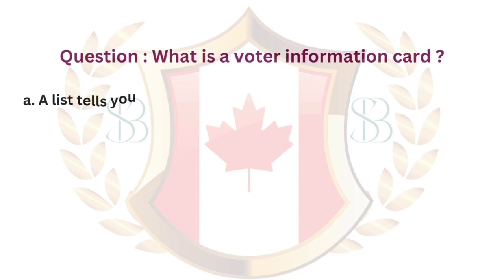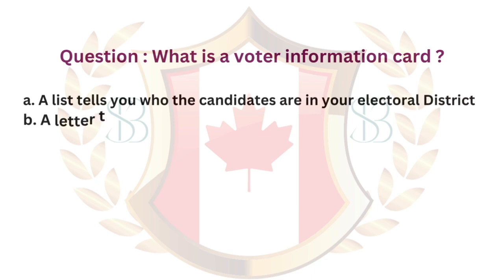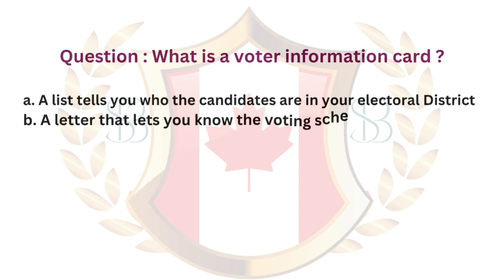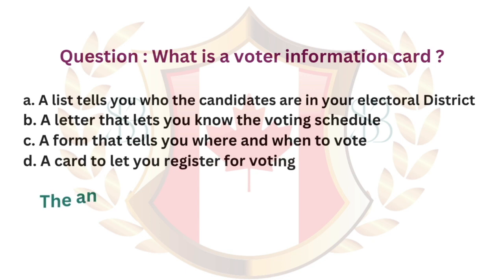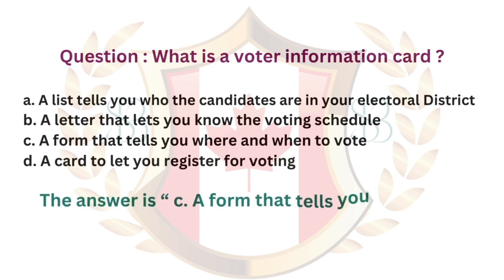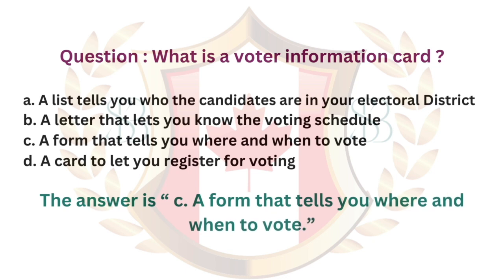Question: What is a voter information card? A. A list that tells you who the candidates are in your electoral district. B. A letter that lets you know the voting schedule. C. A form that tells you where and when to vote. D. A card to let you register for voting. The answer is C. A form that tells you where and when to vote.